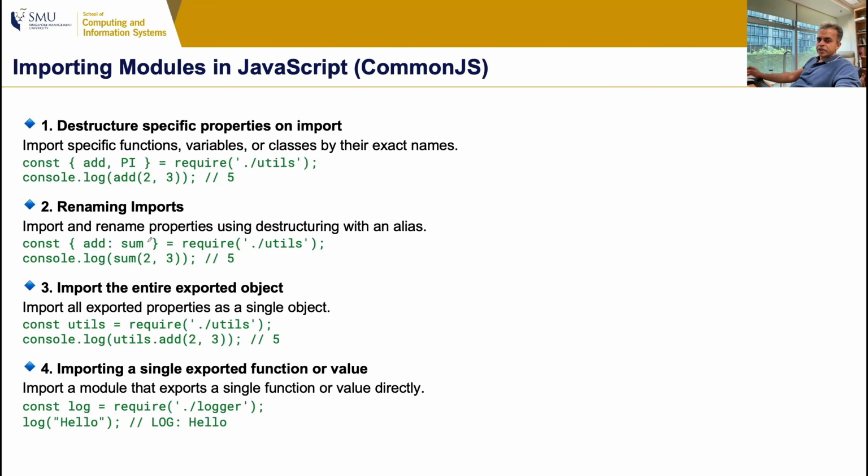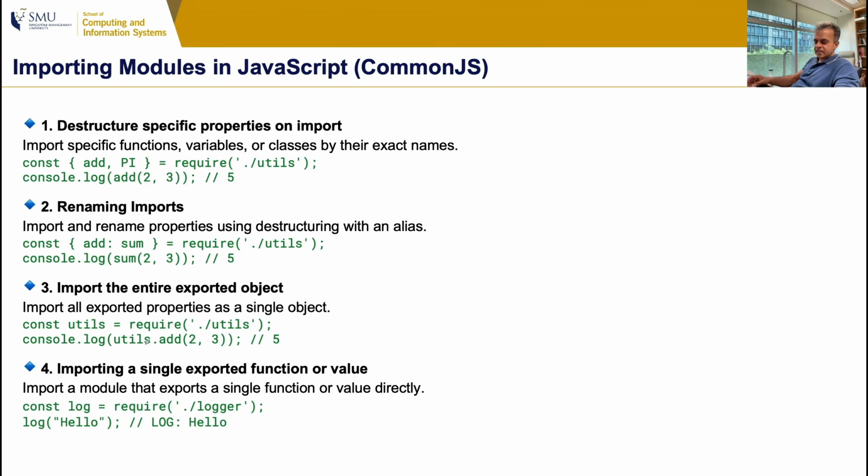Now, if you want to import the whole object that has been exported by module.exports, you can just say const utils = require utils. So in this file, whatever you exported, which actually was an object containing add and pi, you're saying that it is utils, and that becomes an object in the current scope with a method add and a property pi, because that's what you defined them to be in utils.